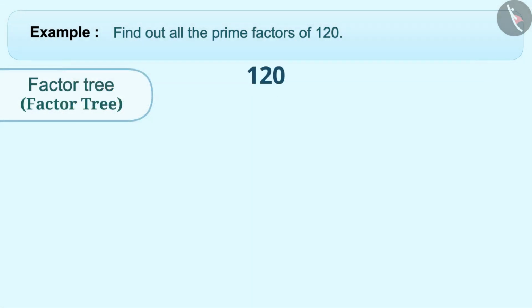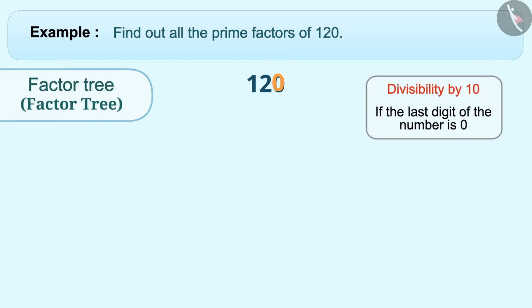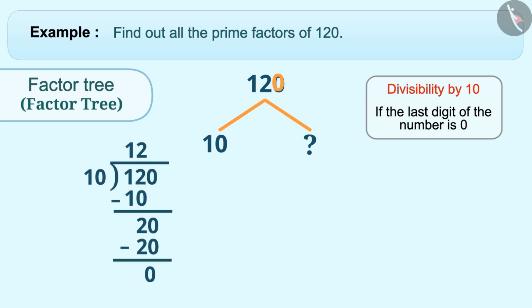Please read these rules by stopping the video. Since the end digit of number 120 is 0, this number can be divided by 10. Which means one of the numbers among factor pair of 120 is 10. To find out the second number, we divide 120 by 10. By doing so, we get the second number of the pair, which is 12.